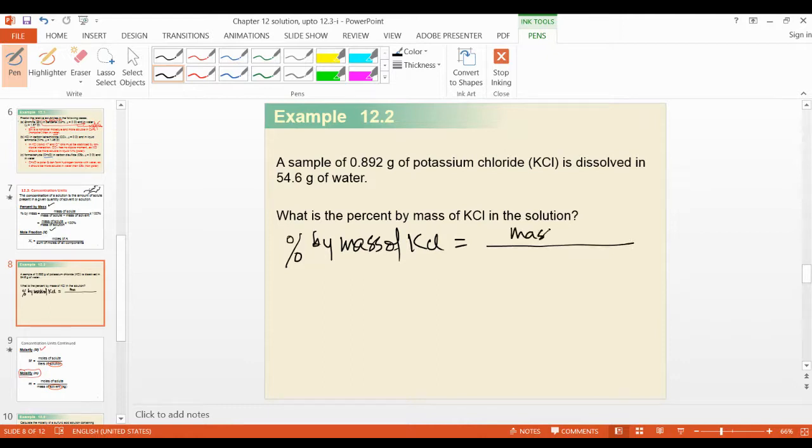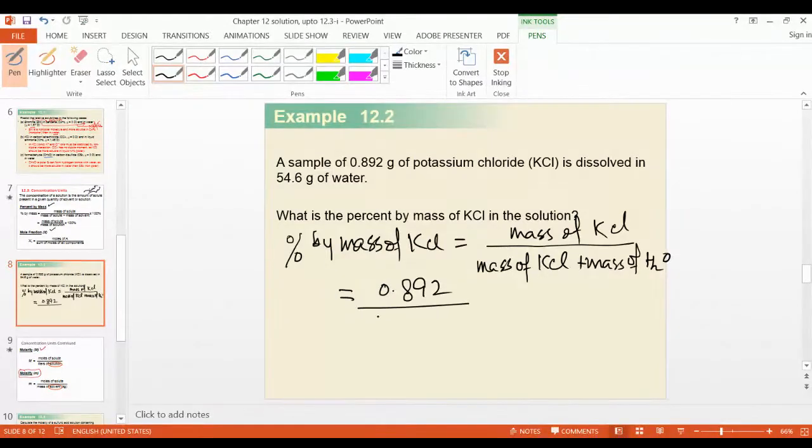The mass of the potassium chloride, mass of KCl, divided by the mass of KCl plus the mass of water, right? So you will get 0.892 divided by 0.892 plus 54.6 gram, right? That is the fraction, then you multiply by 100. This is the way to calculate.